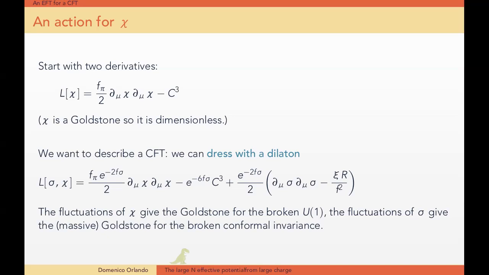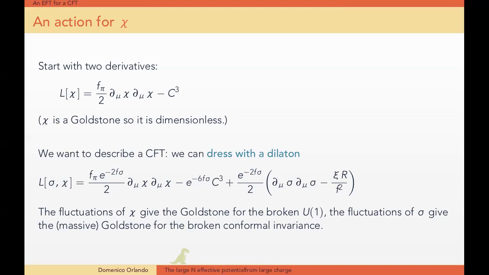Now, the way of understanding the fields that appear here is that chi is this Goldstone for the broken U(1), and sigma is a massive Goldstone that describes the broken conformal invariance. Good. So this action is good, but it looks really weird. And it's a bit unsatisfactory if you look at it like this.